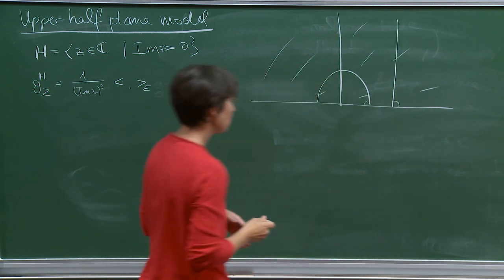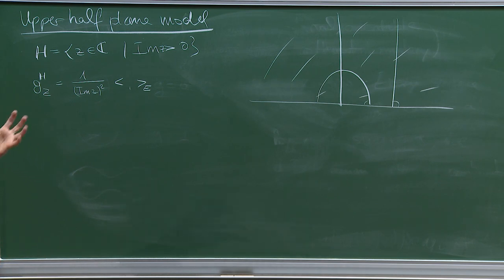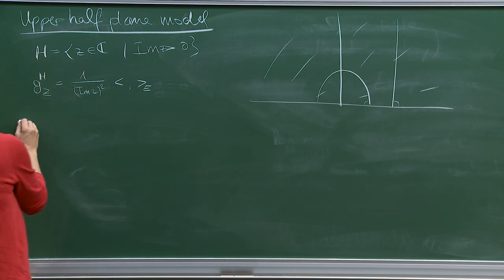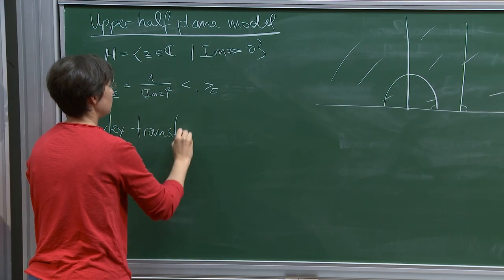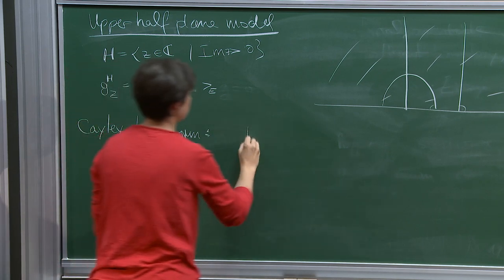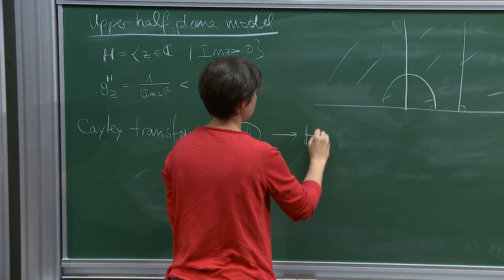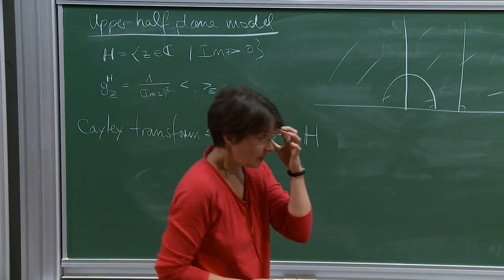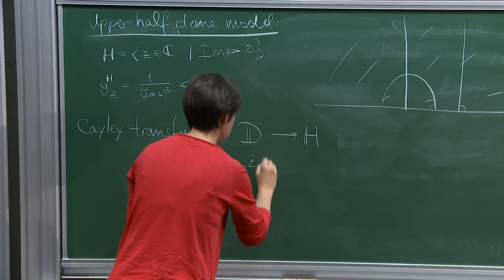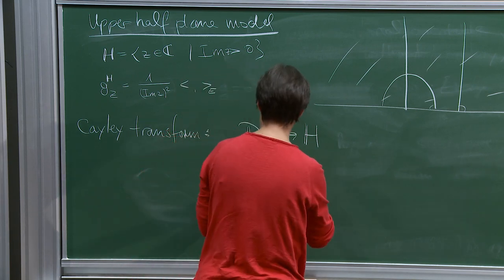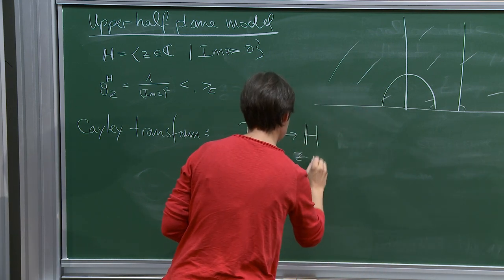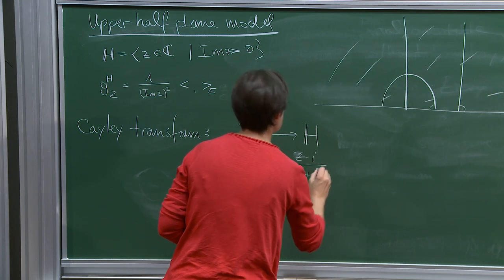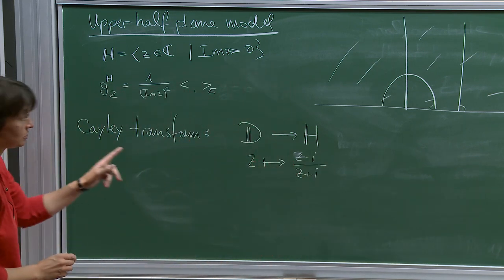way to see that is to write down an explicit map between the Poincaré disk model and the upper half plane model, which is usually called the Cayley transform. So this is a map that takes a point in the disk and sends it to the upper half plane, and you can write it explicitly as, I have to check, hope I did it correctly, z minus i over z plus i, so you should check again.